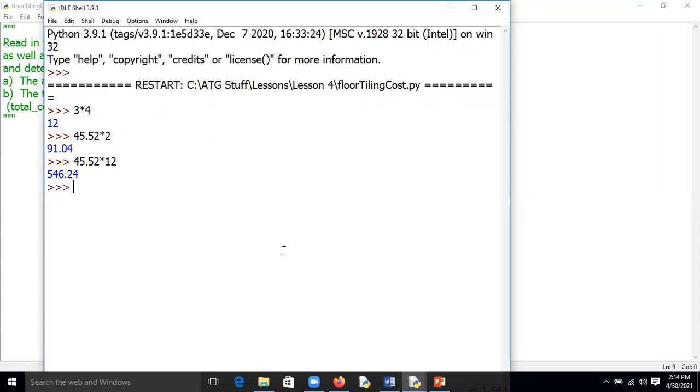So what did I do? I took the length and breadth and I multiplied them to get the area. And how did I get the total cost? I took the total area that I calculated and multiplied it by the cost.